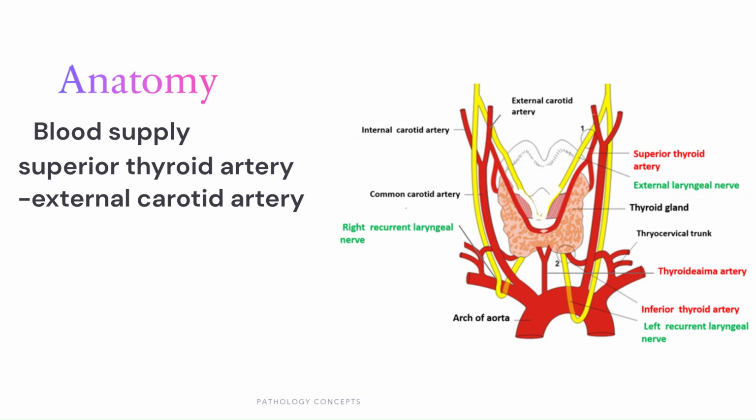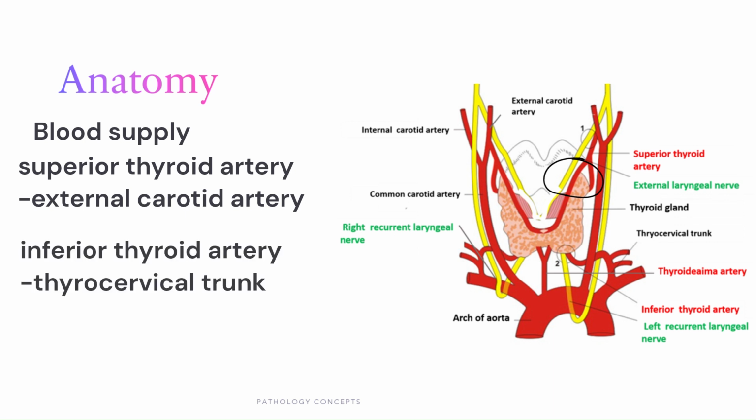The superior thyroid artery is the first branch of the external carotid artery as it arises near the level of the superior horn of the thyroid cartilage. The superior thyroid artery then moves anterior, inferior and towards the midline behind the sternothyroid muscle to the superior pole of the lobe of the thyroid gland.